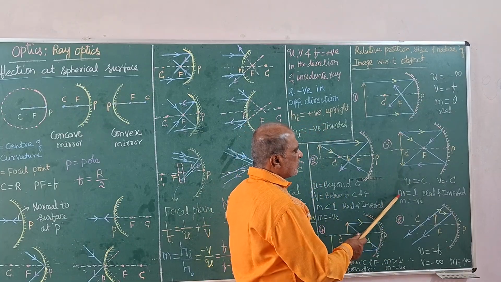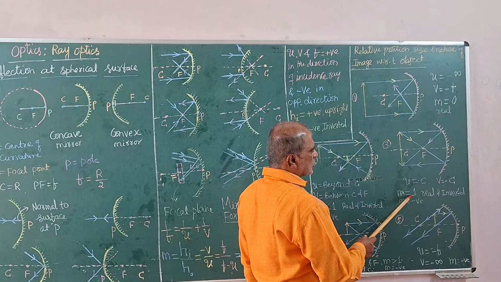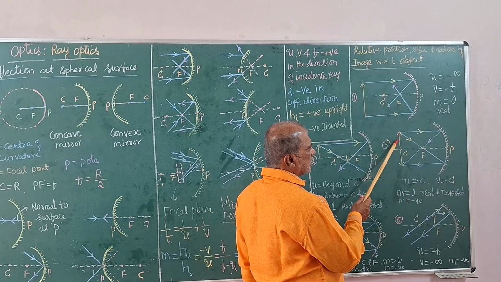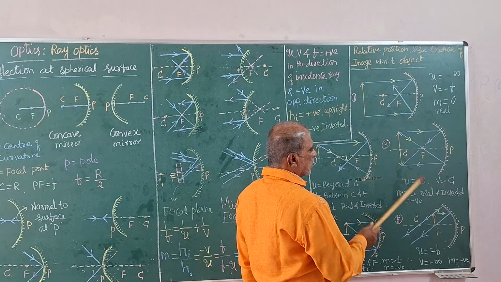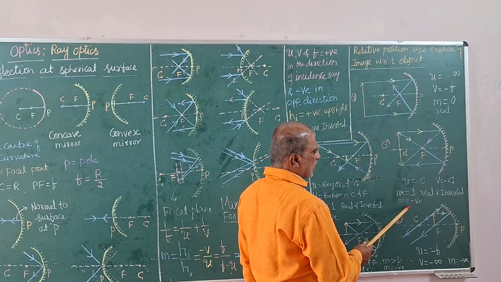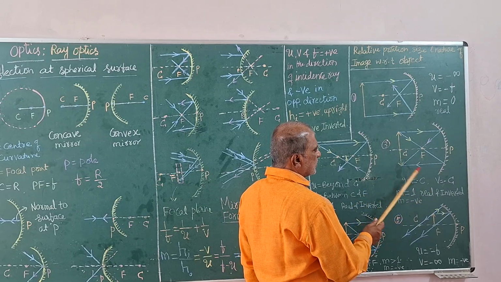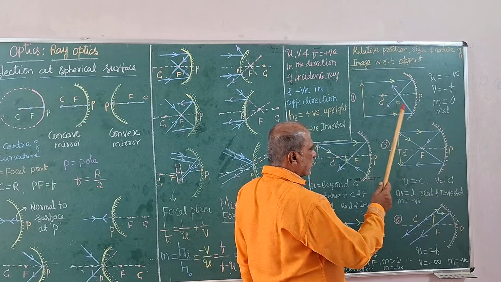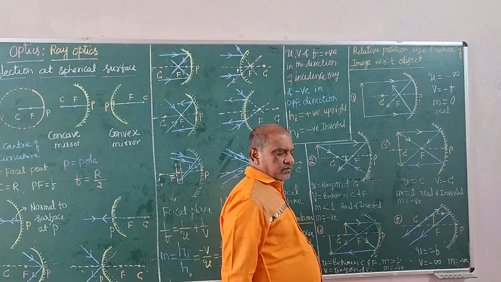When you find the magnification, it equals exactly one, which shows that the size of the image is the same as the size of the object. And M gives a negative value, which shows that the image is real and inverted. This image is real and inverted. Minus indicates that.